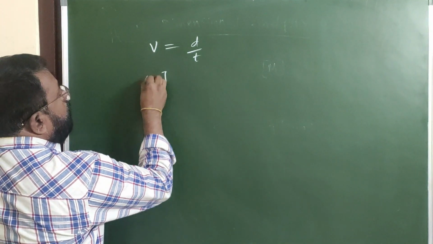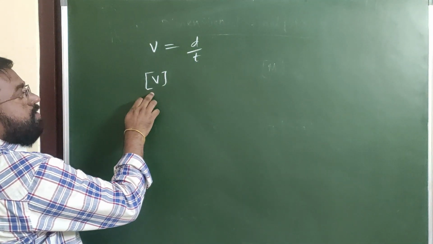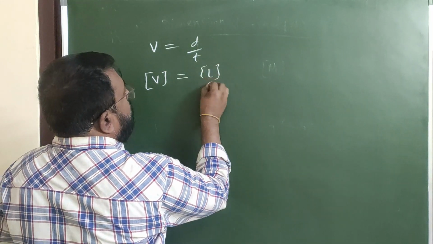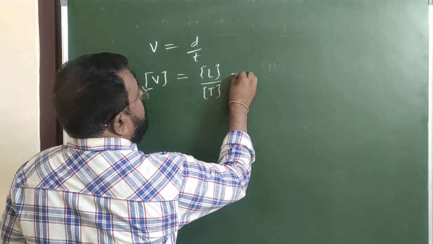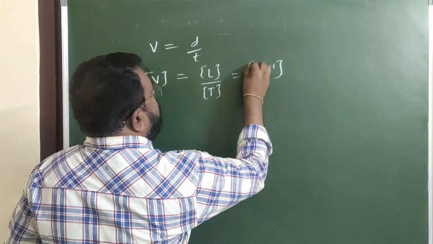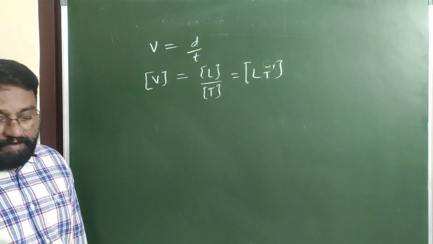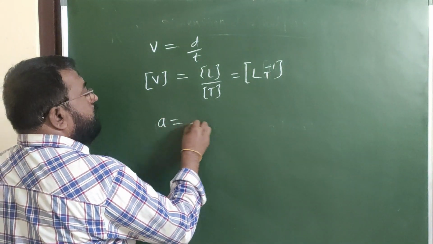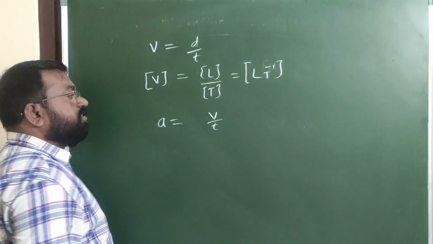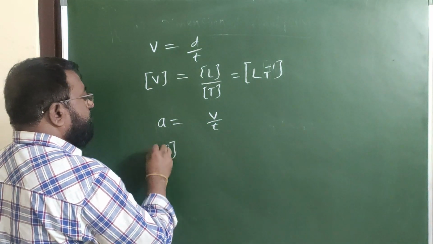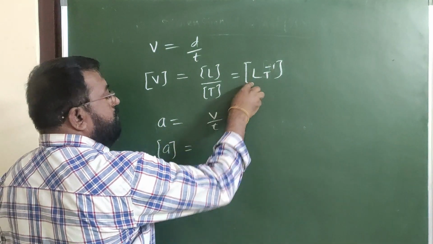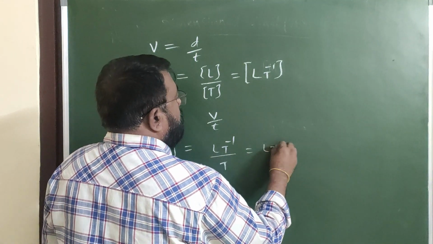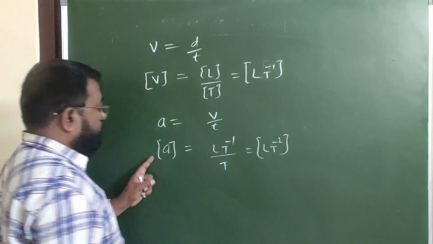Therefore, this is the symbol for dimensional formula. Distance is length, therefore L. Here is time T. This becomes L T to the power of minus 1. This is for velocity. And acceleration, change in velocity by time. Therefore, its dimensional formula A is equal to velocity, L T to the power of minus 1, by T. This becomes L T to the power of minus 2.